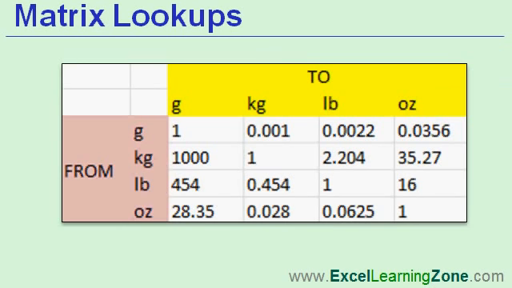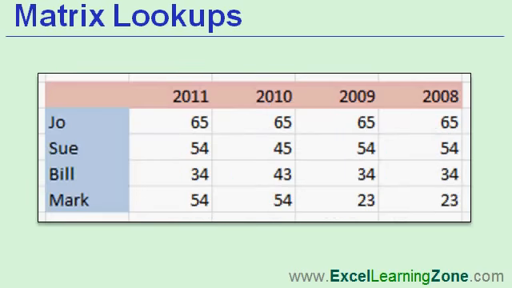A matrix lookup is good if you want to look up a value from a table or matrix based on two values, such as a row and column. It's great for conversion tables. The example that I'm going to use in class today is converting from one type of measurement to another one. Here I've got grams, kilograms, pounds, and ounces, and the related conversion values. Using a matrix lookup, I can say, I have 30 kilograms, how many pounds is that? I'm looking up a from and a to value and getting the resulting multiplier.